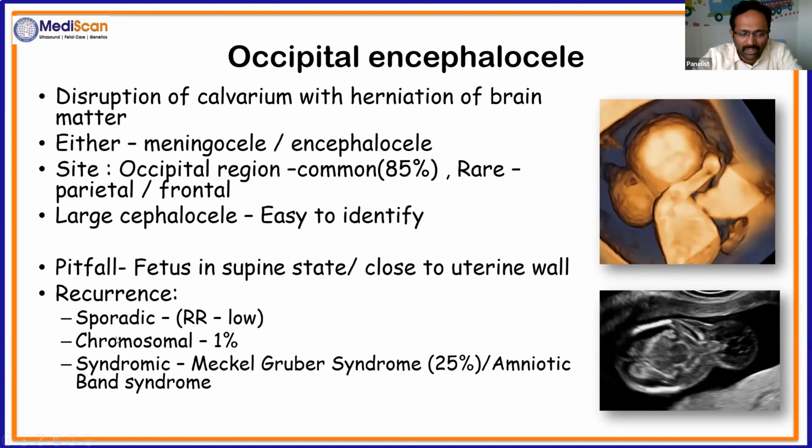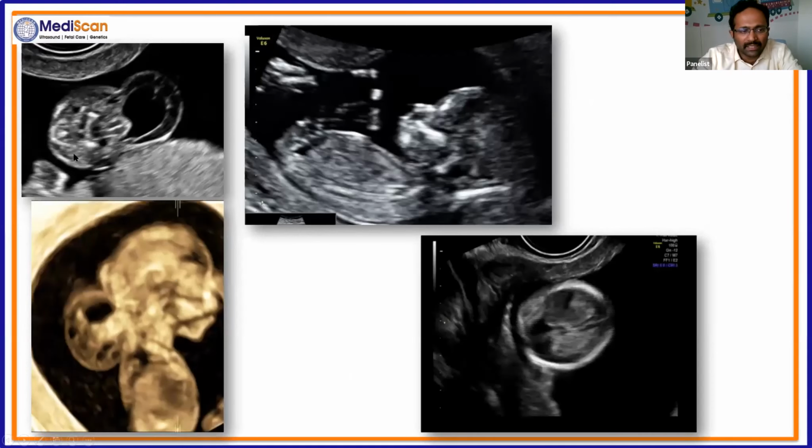In most instances, it is a sporadic inheritance like any other open neural tube defect. The recurrence risk is low. 1% of the cases can have a chromosomal association. In some, there can be syndromes like Meckel-Gruber syndrome or amniotic band syndrome. And this is the calvarial wall, and there's a disruption here, and you can see the brain matter coming out.